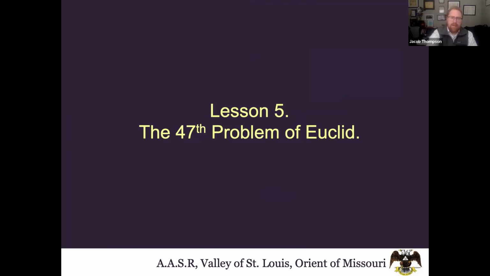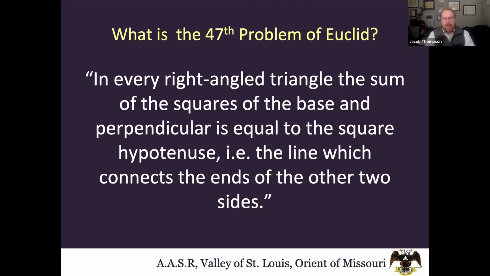And Pike begins this discussion in the text talking about the right angle of a triangle being the sum of the squares of its base and perpendicular and equal to the square of the hypotenuse, the line which connects them. Pike just describes what the 47th problem of Euclid explains, and its basis as a theorem.